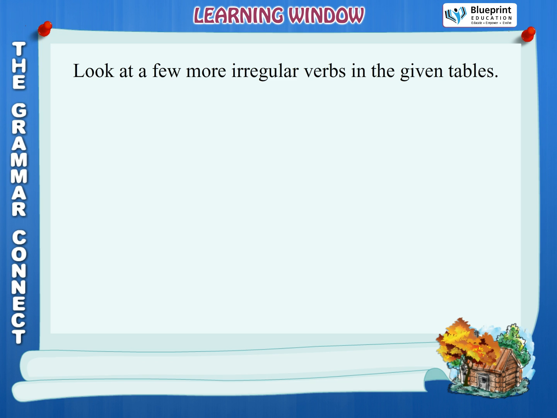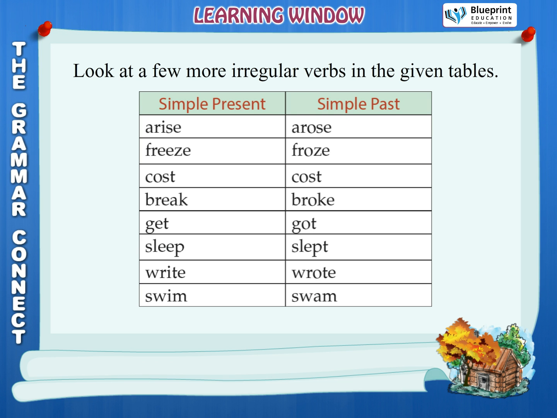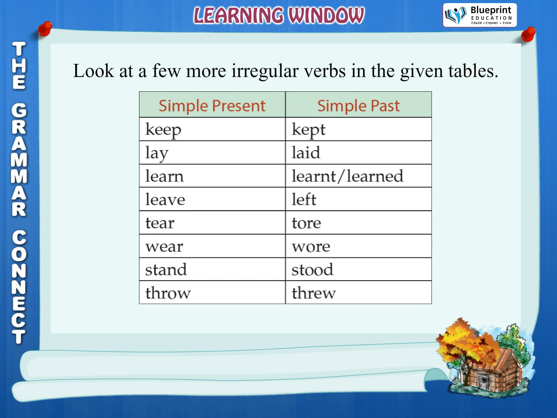Look at a few more irregular verbs in the given tables. Simple present, simple past. Arise, arose. Freeze, froze. Cast, cast. Break, broke. Get, got. Sleep, slept. Write, wrote. Swim, swam. Simple present, simple past. Keep, kept. Lay, laid. Learn, learnt, learned. Leave, left. Tear, tore. Wear, wore.